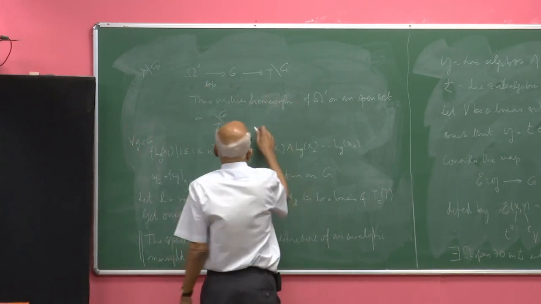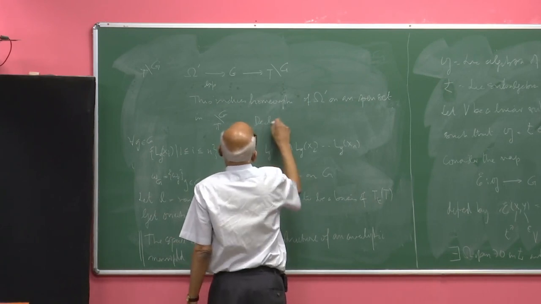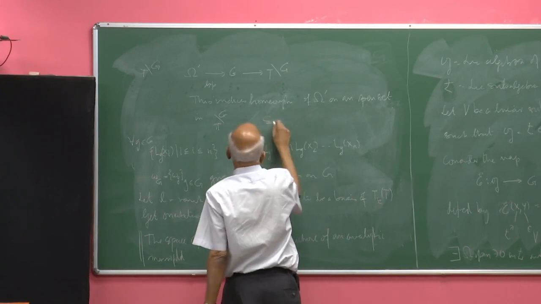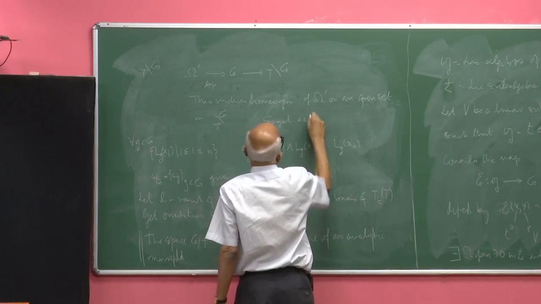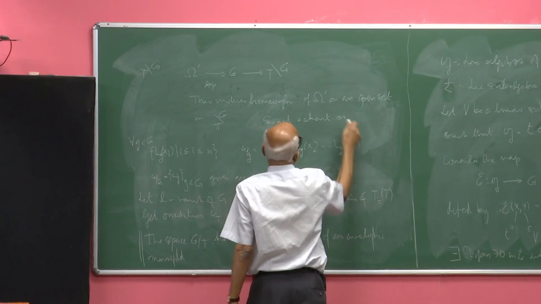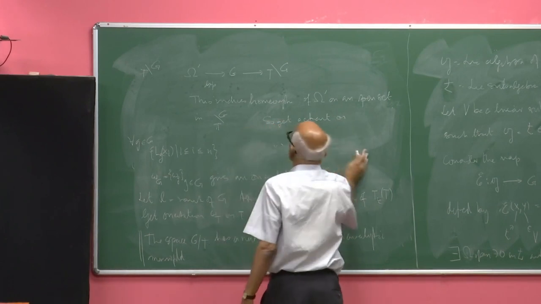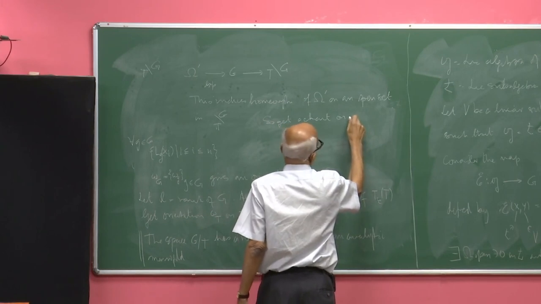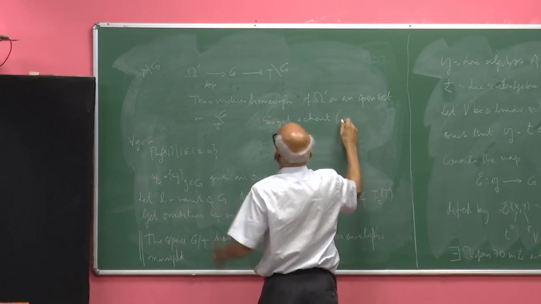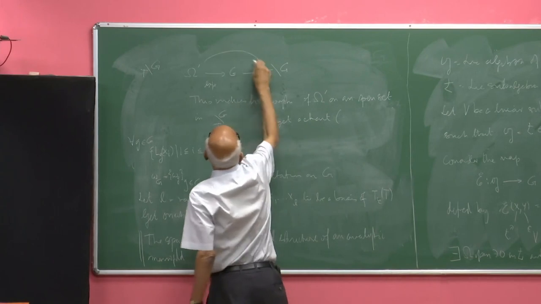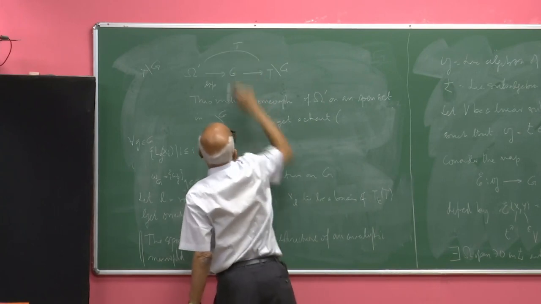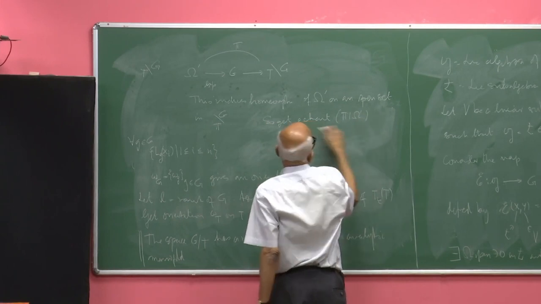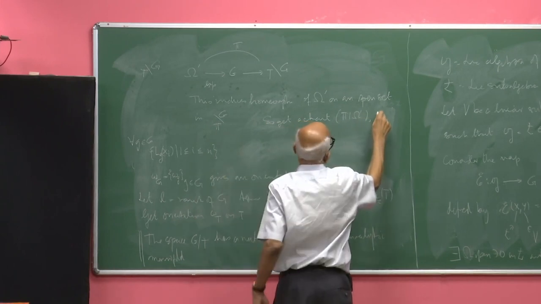I now declare we get a chart on G mod T, namely omega prime, the image of omega prime under pi, and the inverse of that map, pi inverse.